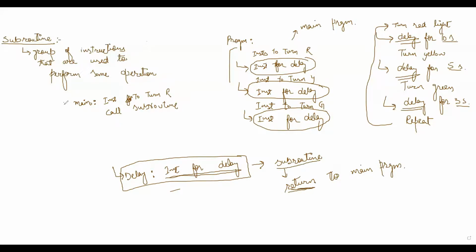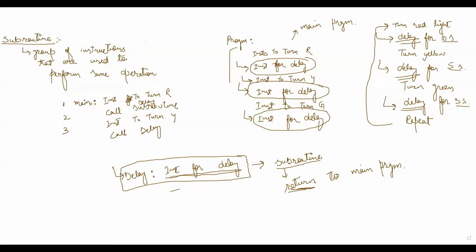So now let's suppose this instruction is at address 1, this instruction is at address 2. Then we have to return at instruction 3. So what is instruction 3? This one is to turn Y. Now again, we have to use instructions for delay. Instead of writing instructions for delay, we have written it separately here. We will call the subroutine delay. So its name is delay, and here also we will call it by its name, delay. So it will call delay.